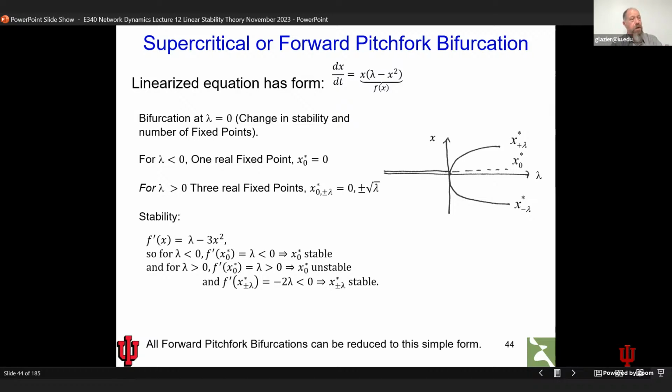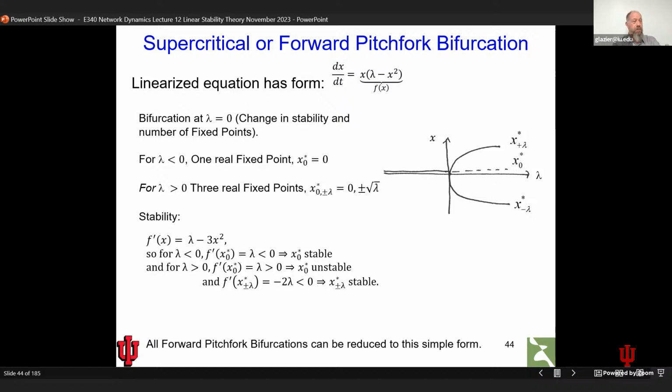We want to know what the roots are. Well, again, clearly, if x is equal to 0, then dx by dt is 0. So x equals 0 is always a root. If lambda is positive, plus or minus the square root of lambda is a root. If lambda is negative, that second one doesn't have a root. We could have a complex root, but here we're insisting that x be real.